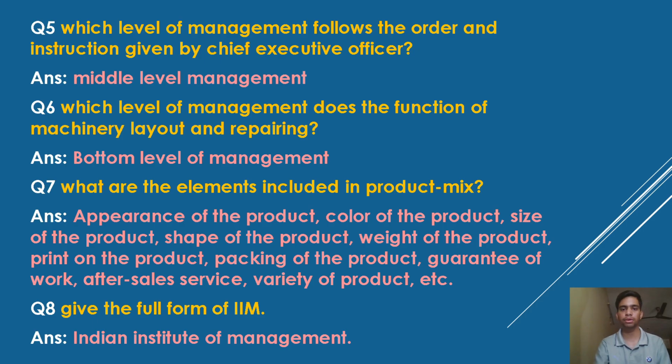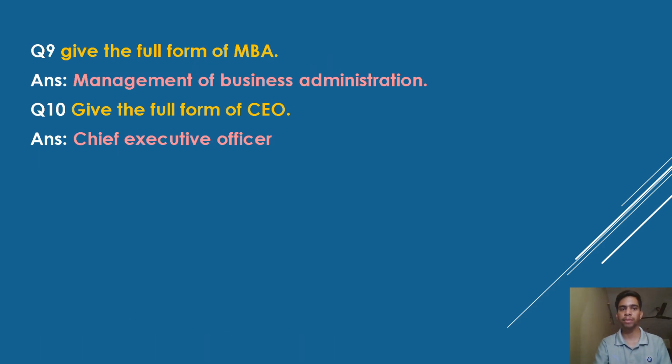What are the elements included in product mix? Appearance of the product, color of the product, size of the product, shape of the product, weight of the product, print on the product, packaging of the product, guarantee of work, after sales service, variety of product, etc. Give the full form of IIM: Indian Institute of Management. Give the full form of MBA: Master of Business Administration. Give the full form of CEO: Chief Executive Officer.